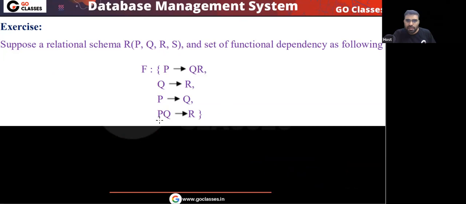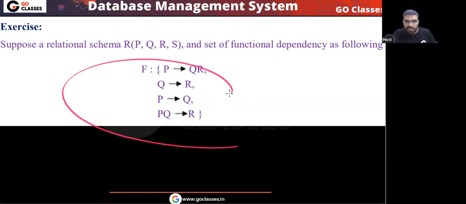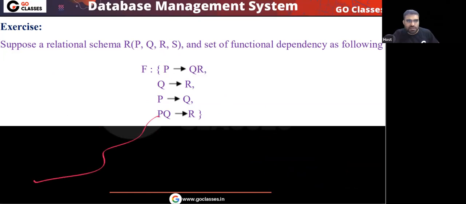Think about it. In this, if you check, this P is also extra, and this Q is also extra. So can I remove both of them? No, don't remove both of them because you are checking one at a time. Yes or no? Don't remove both of them. You are checking one at a time.